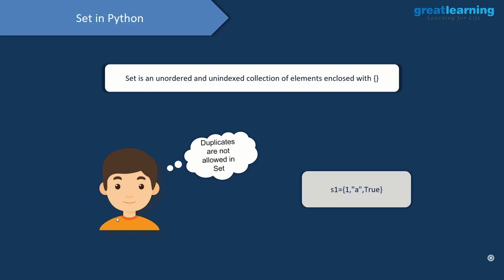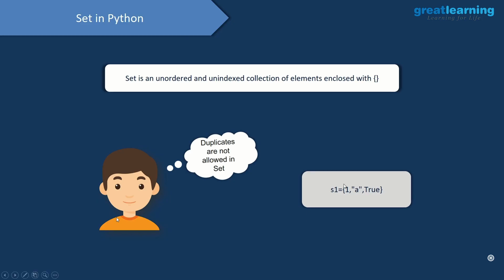Now we'll look at the last data structure in Python, which is a set. A set is an unordered and unindexed collection of elements enclosed within curly braces. When I say unindexed, you can't really access the individual elements using an index. So this is a problem when it comes to a set. Another point to note is that duplicate values are not allowed inside a set, right? So you can't have any duplicates inside.